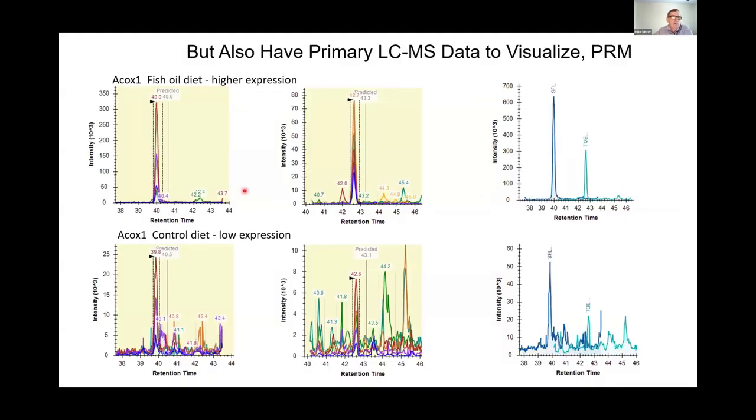This is what the primary data looks like. These are PRM experiments. These are the fish oil diet, so higher protein expression. You know, Western blot people see bands and see lines and they mean something to them. LCMS people see chromatographic peaks, and these mean a lot to us. And you can see the illustration going from our controlled diet where there's lower expression, lower abundance peaks, up to our fish oil diet where there's higher expression and higher abundance peaks. But here, even, very clear, very clean chromatographic peaks.